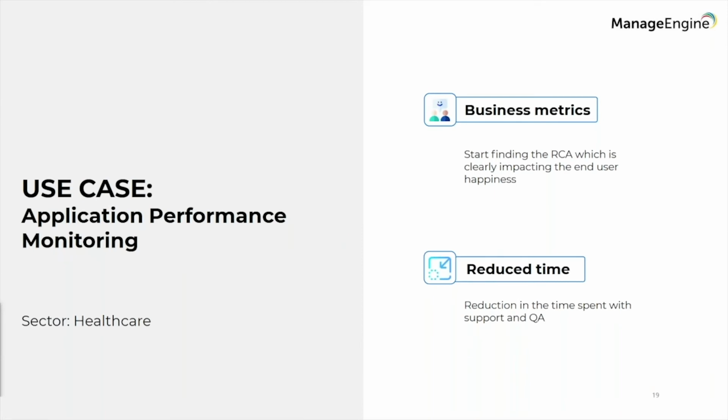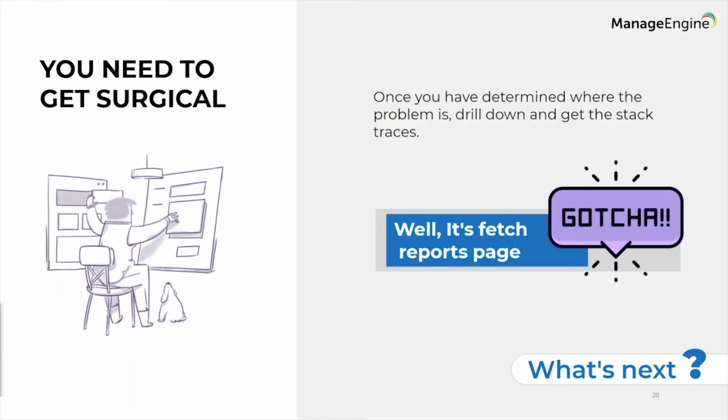So you need to start finding the specific RCA which is impacting the end user happiness. Since you're directly focusing on finding the problem itself, that is finding the RCA which is causing the CPU or memory spike, the time spent with the support or QA team is drastically reduced. And once you find which specific component is impacting the happiness, you need to drill down and see the internal code level diagnostics which is causing slowness to your application.